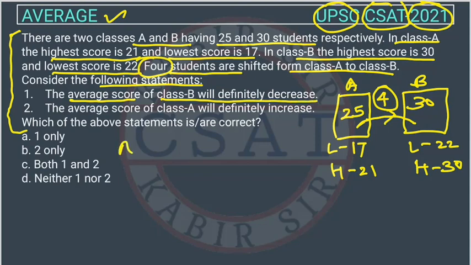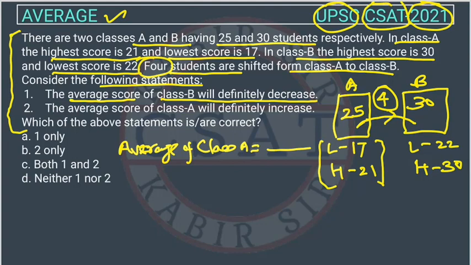So from the formula of average, the average of class A will be the marks of all students, right? The score. So it will include the lowest score also and the highest score. The highest score is 21 and the lowest score is 17, right? So it will be the addition of scores of all 25 students, and the number of students is 25, right? So this will be the average of class A.